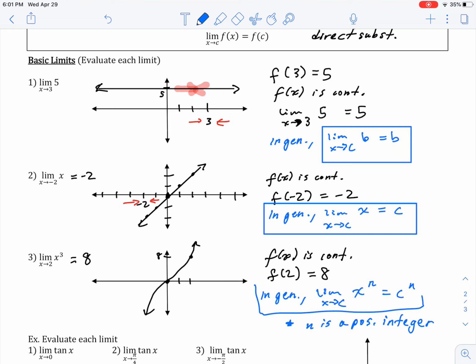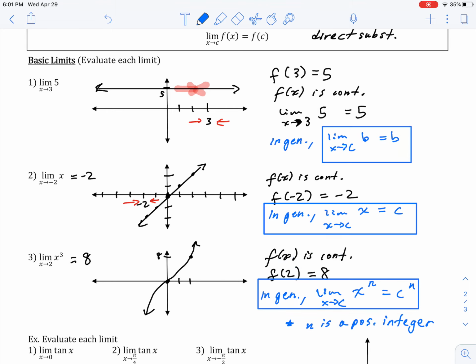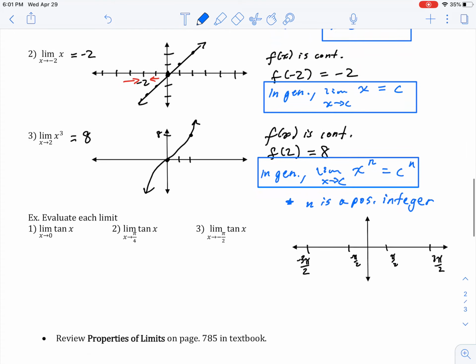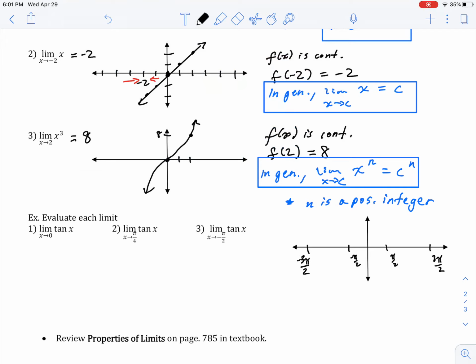But if that's the case, this is always going to be true. Okay? Let me just fix that a little bit. There we go. All right. Now, try a couple of these practice problems on your own and see if you can figure out each of these limits. You're going to need to review your tangent functions.